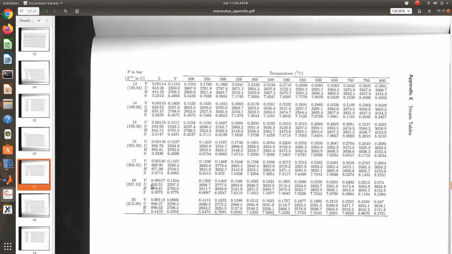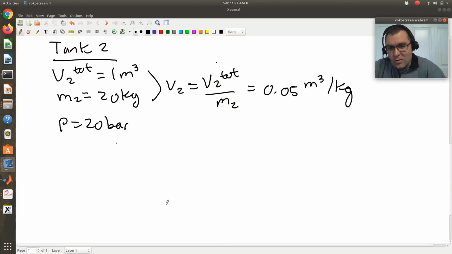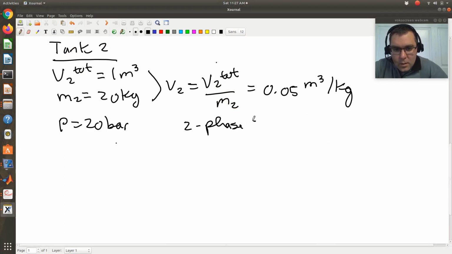Okay, here we go. So at 20 bars, here's the specific volume of my liquid phase and vapor phase at coexistence. So our specific volume of 0.05 is between that of my saturated liquid and my saturated vapor. So what this tells me then is at 20 bars, we have a two-phase system. Why? Because V2 liquid is less than V2, which is less than V2 of my vapor, at saturation.